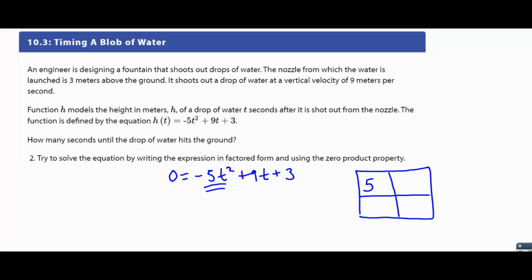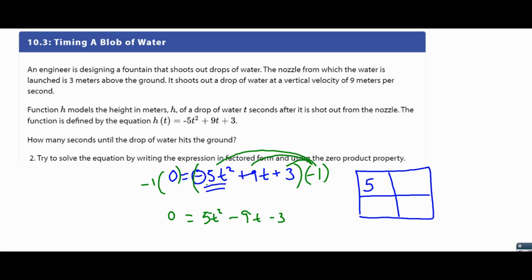We have a negative 5t squared, so I'd like to multiply through by negative 1 so I don't have to deal with this negative. If I multiply this side by negative 1, I still get 0. If I multiply the other side by negative 1, everything gets multiplied by negative 1, so it turns into a positive 5t squared minus 9t minus 3. This will be a little easier to try to factor.